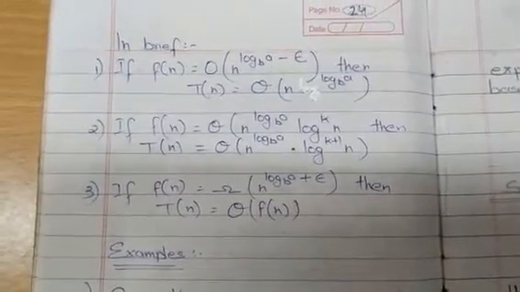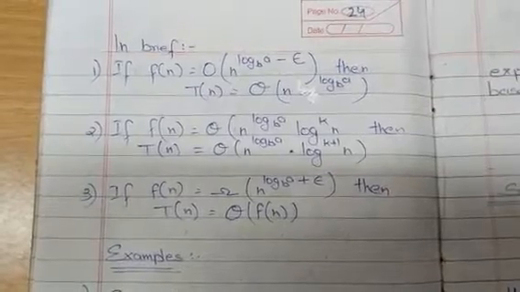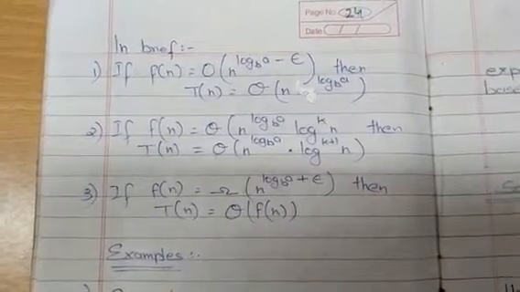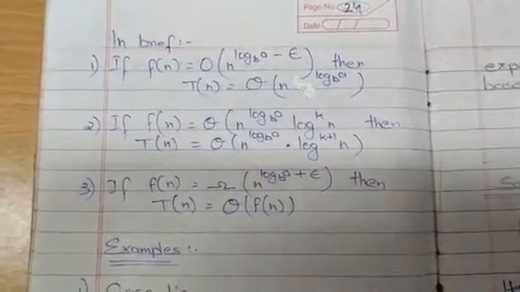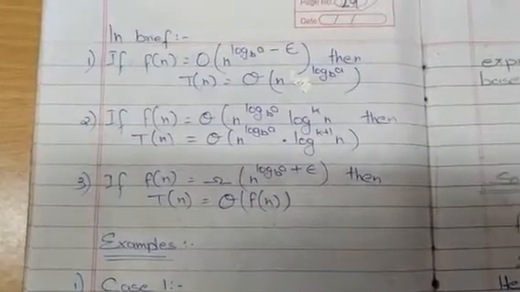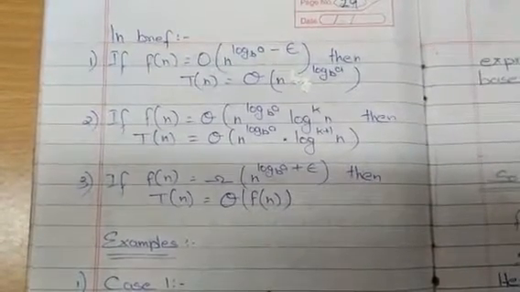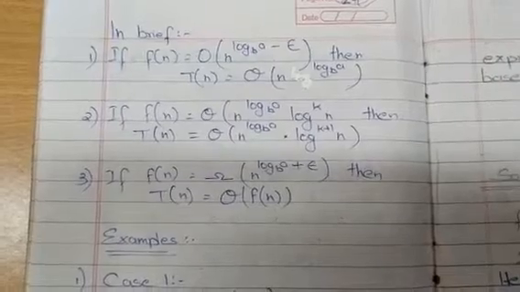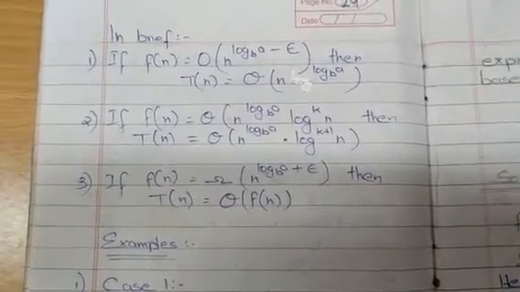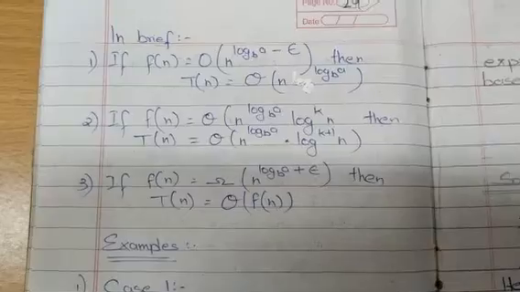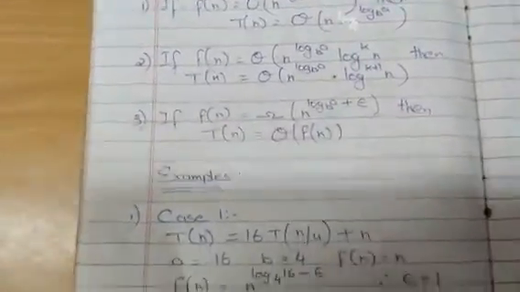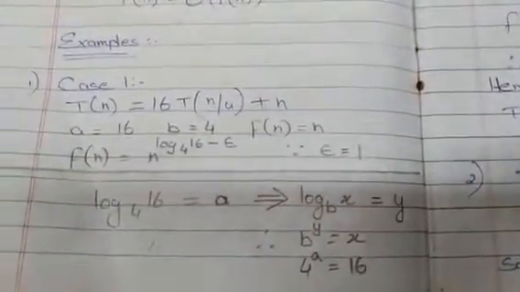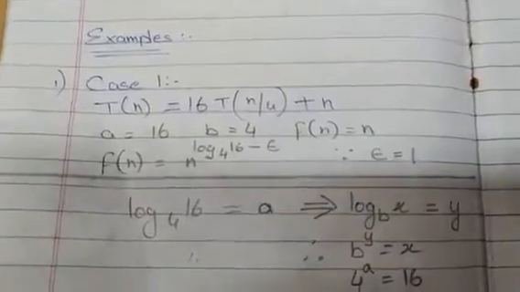In the second case, there is a log power also with it. So, in the answer, the log power will be increased by 1. And in the third case, if it is having an additional value sigma, then the answer is just whatever f of n is. So, in brief, these are the three cases. Now, how do you substitute all this? Let us take examples with case 1.